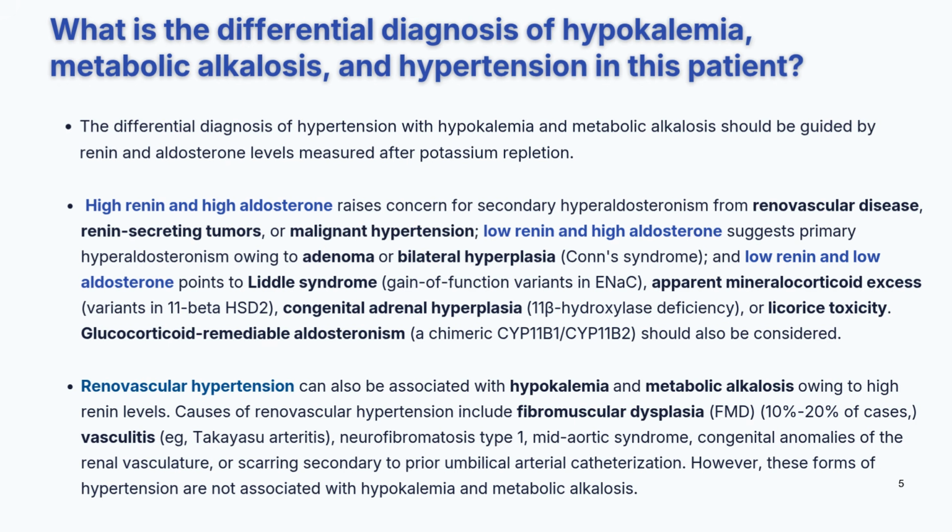The AGKD also reminds us that renovascular hypertension can present with hypokalemia and metabolic alkalosis because renin levels are elevated. Think of conditions like fibromuscular dysplasia, vasculitis such as Takayasu's arteritis, neurofibromatosis related vascular changes, or even congenital anomalies. These aren't associated with metabolic alkalosis consistently, but they should always stay on your radar in a teenager with severe hypertension like our patient.